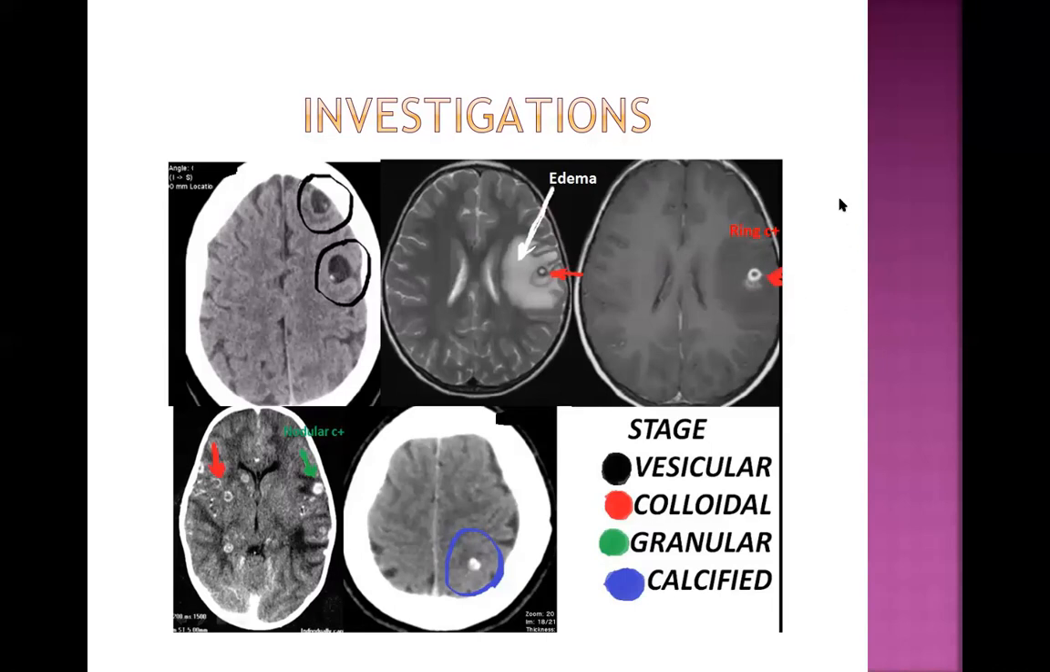There are lots of causes for ring enhancing lesion. A lot of differential diagnoses are there. Any space occupying lesion inside the brain can lead to a ring enhancing lesion. Now, a student can tell me easily, can you tell me what those ring enhancing lesions are? Any example you know?